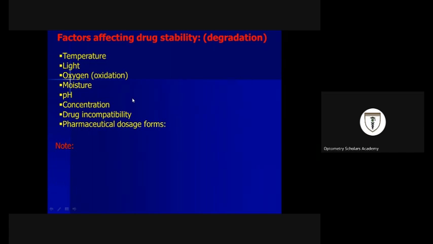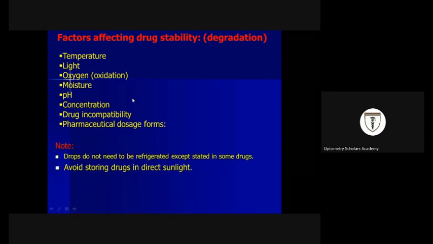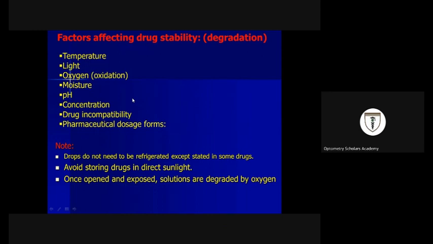So, like I was saying, concerning isotonic and hypertonic, this is the tonicity, as a result of the concentration, which also affects the stability of the drug. And that is all. So to note, drugs do not need to be refrigerated except stated in some drugs. So not all drugs are refrigerated.